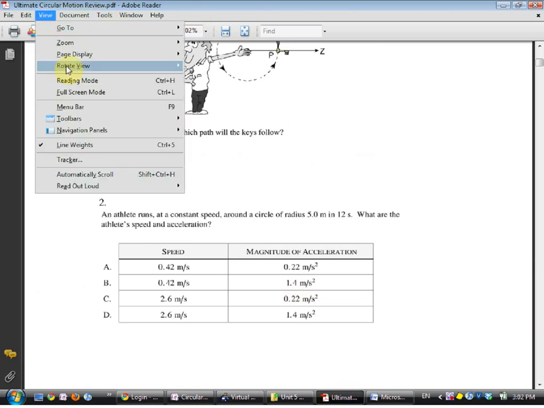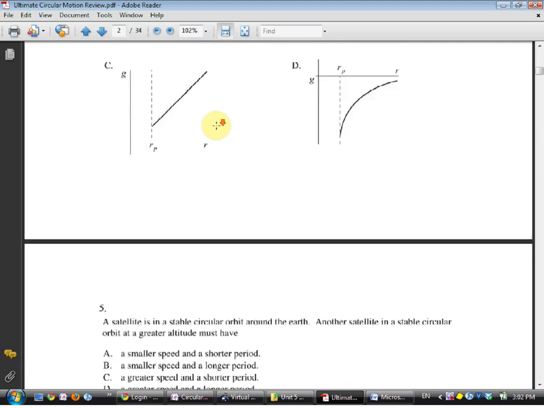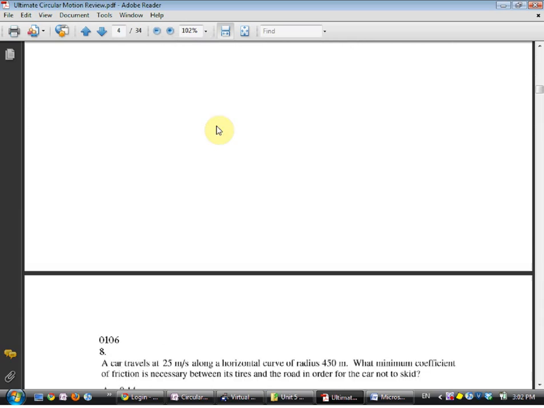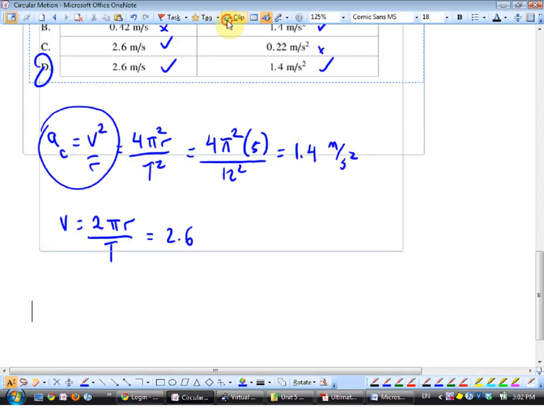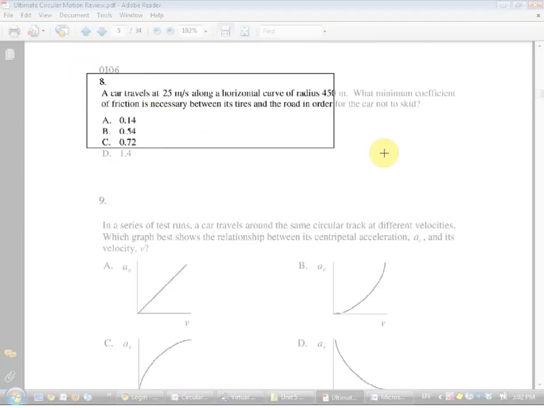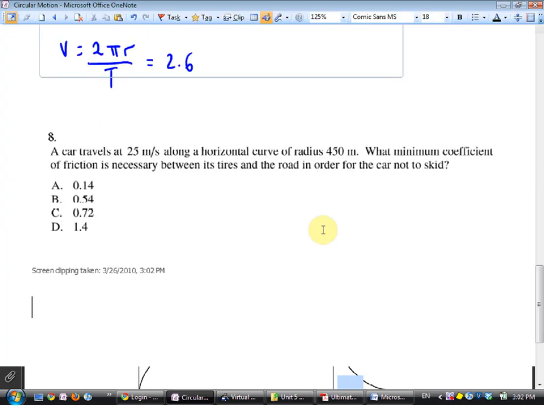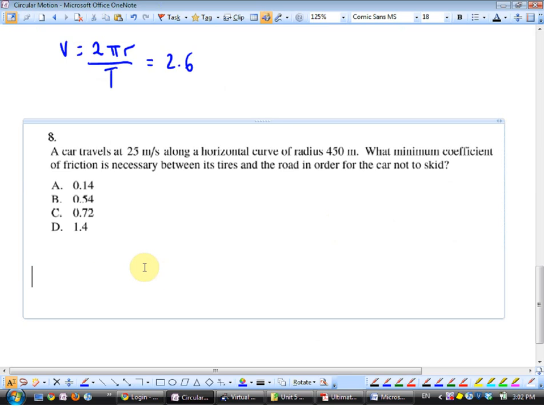I'm going to go view, page display, single page continuous though. That's vertical, that's vertical. That's vertical. Here we go. A car travels 25 meters per second along a horizontal curve of radius 450, what's the minimum coefficient of friction necessary between its tires and the road in order for the car not to skid?